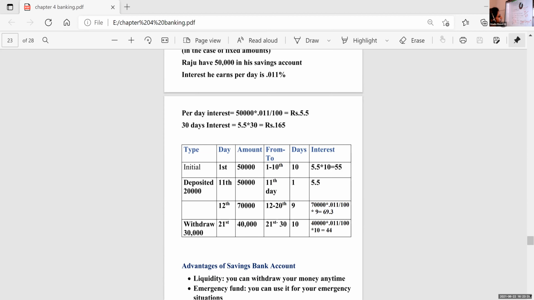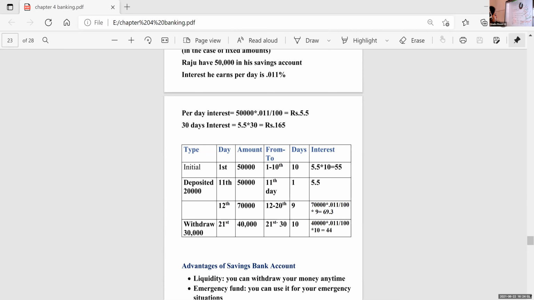How much? 40,000. Right, Aditya? 40,000. Why 40,000? In the morning there was 70,000 rupees. I withdrew 30,000. In the evening the balance became 40,000. So the interest is calculated on the lowest amount. So what is the lowest amount? It is 40,000.